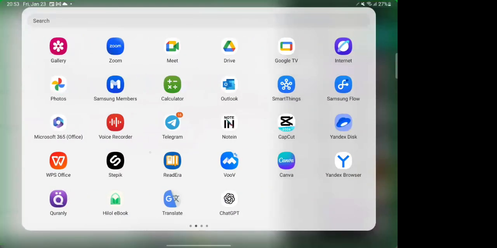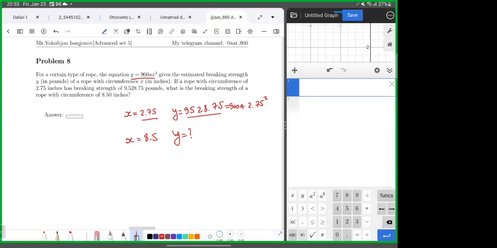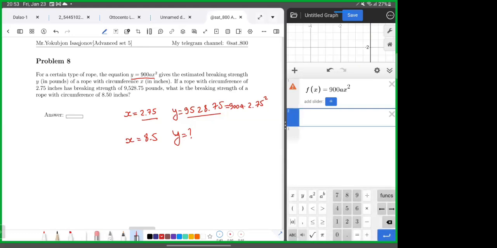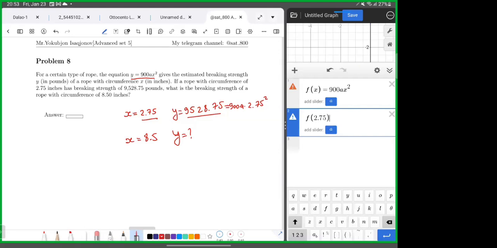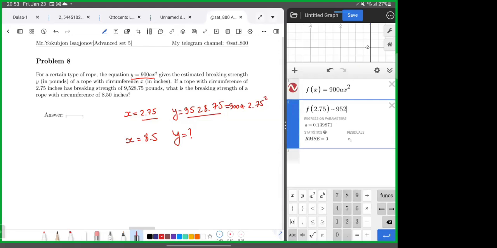So now I will show you how to do modeling questions. Let's introduce whatever is given: f of x equals 900 a x squared. A is undefined. You can see DESMOS says too many variables, try defining a. So we need to define it. When the circumference is 2.75, this becomes equal to 9528.75.